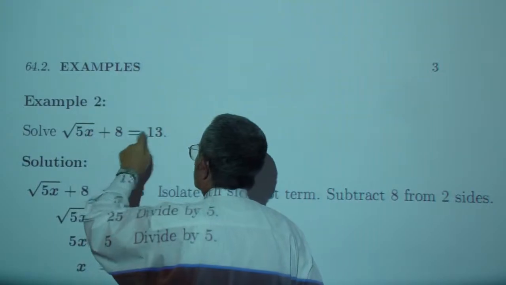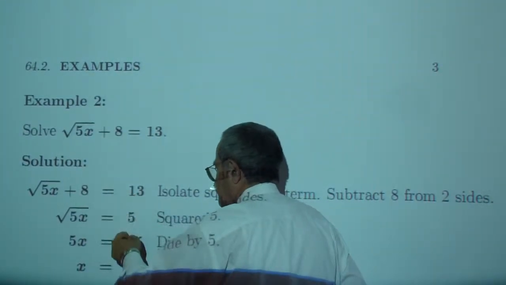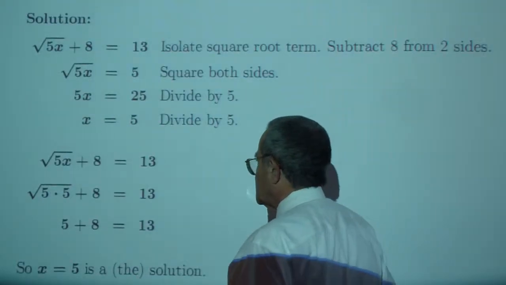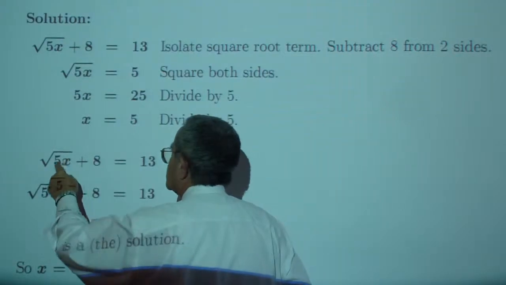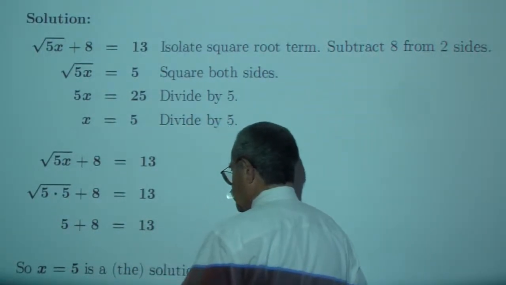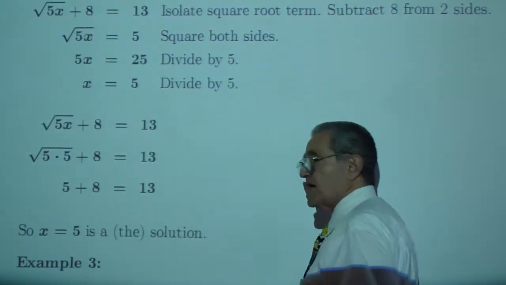Square root of 5x plus 8 is 13. Isolate the square root by subtracting 8 from both sides. Square both sides. X is 5. Check your solution. Square root of 5 times 5 is just 5 plus 8, which is 13. So x, which is 5, is the solution for example 2.